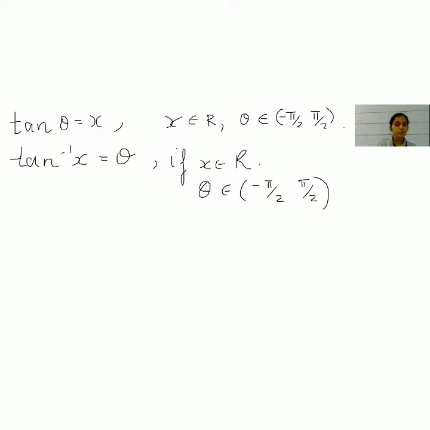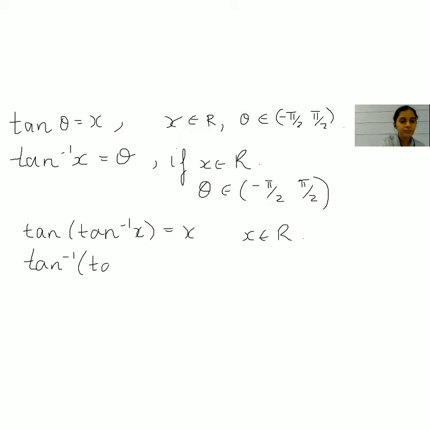Now, what are the properties, or some things that we need to remember for tan? So tan of tan inverse x, similar to sine and cos, is equal to x, where x should belong to all possible real numbers. And tan inverse of tan y is equal to y, where y should belong to all the possible values of theta, that is minus pi by 2 to pi by 2. If it lies between them, then this property is true. Okay, let us go to the next one.